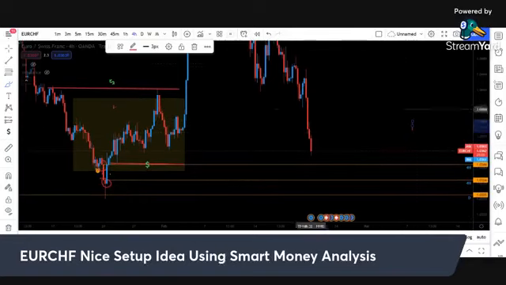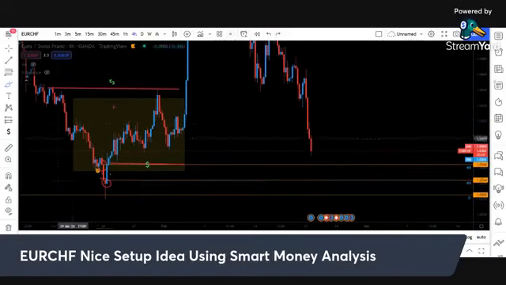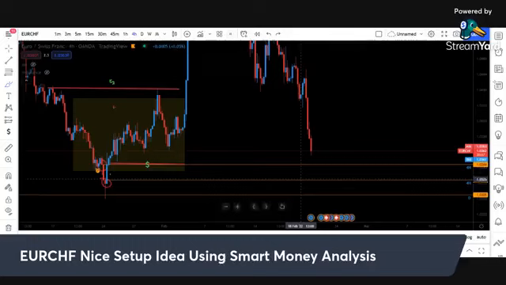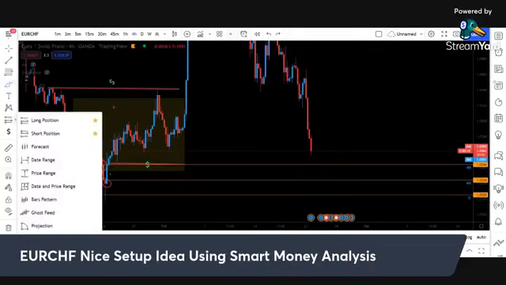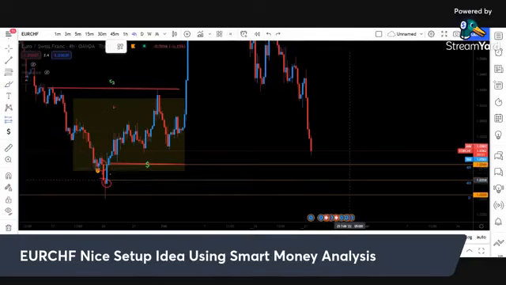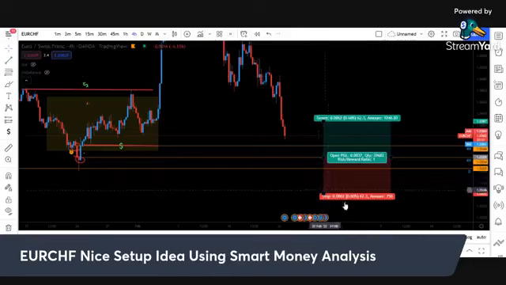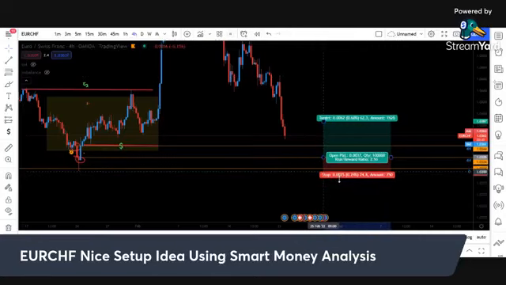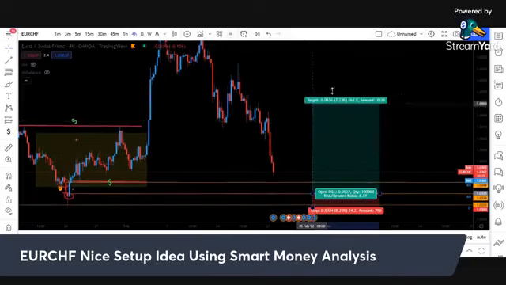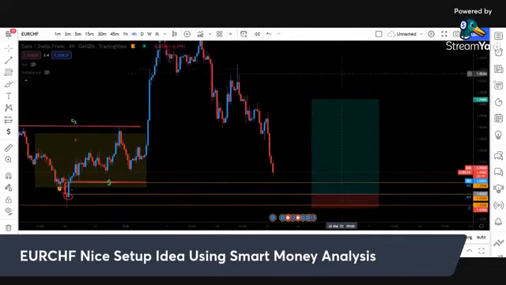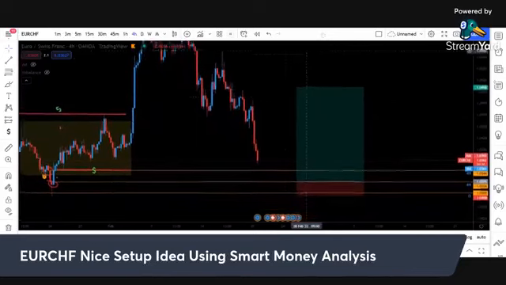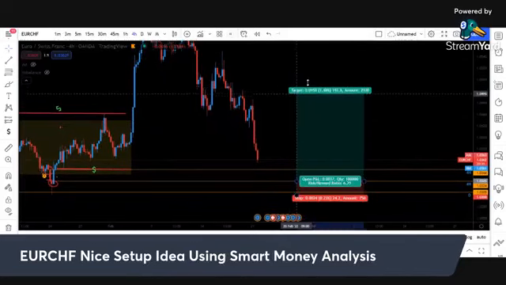But let's just say they come and mitigate this area right here, which, the way it's coming, is very likely. That's what I'm looking at. And then we put our stop. I put my stop by my entry here, a pending order, covering the wick. And let's just say we want to go up here to these highs.